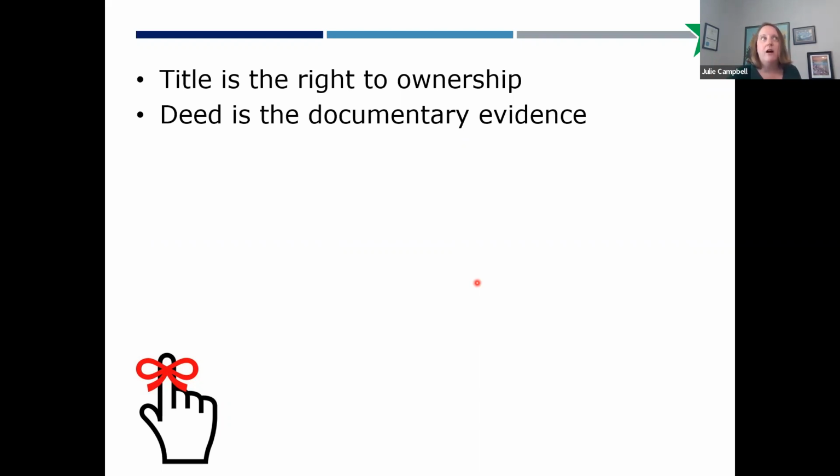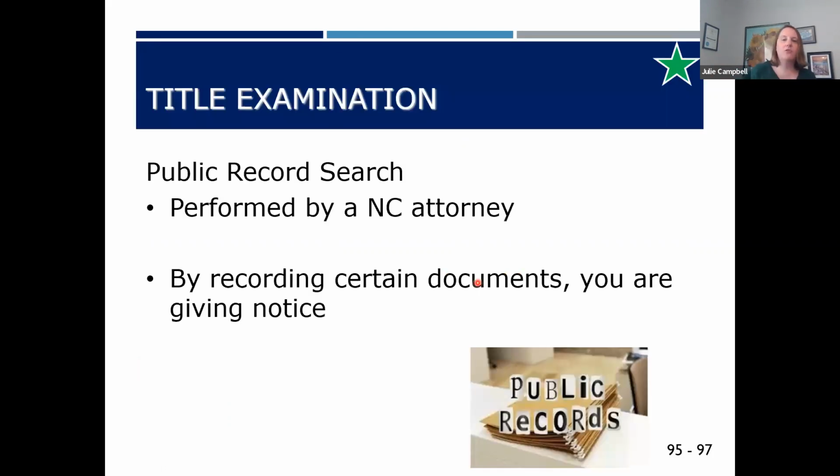And one of the best ways a closing attorney can do that is to do a title examination. They're going to research the title. They're going to study the title. And the first place they're going to start is the public records. Somebody asked about recording a few minutes ago. Public records are open to whom? Whom has access to the public records? Well, the public. So public records are open to anyone.